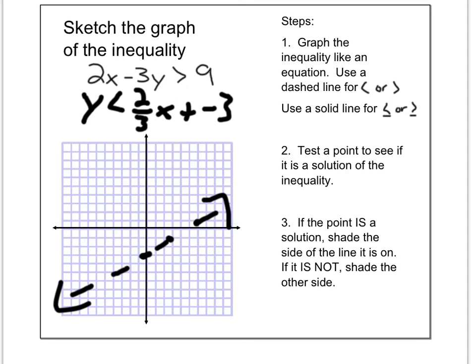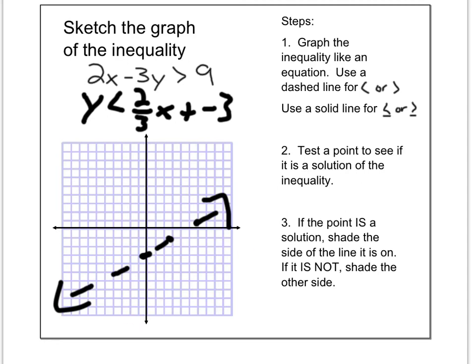Now, I need to test the point 0, 0, because, again, I'm picking 0, 0 because it's not on my line. It's out here in space. So I'm going to pick 0, 0 and see if it works. If it does, I'm going to shade toward it, and if it doesn't, I'm going to shade away from it.